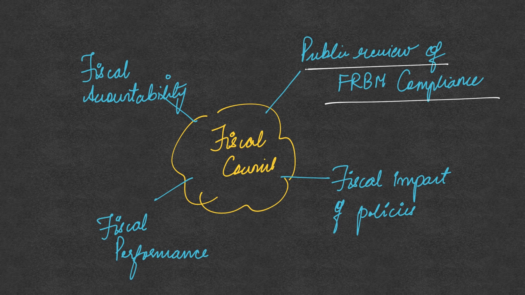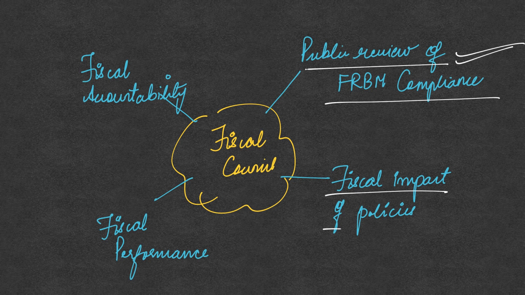First is, it will provide for a public review of the FRBM compliance. FRBM has set some targets related to the revenue deficit, fiscal deficit, and the debt to GDP ratio and all that. So this independent fiscal council is going to review how the government is performing with respect to the FRBM targets, how far it is from reaching these targets, and how well the government has performed. So basically, regarding its FRBM compliance, the fiscal council is going to review the actions of the government.